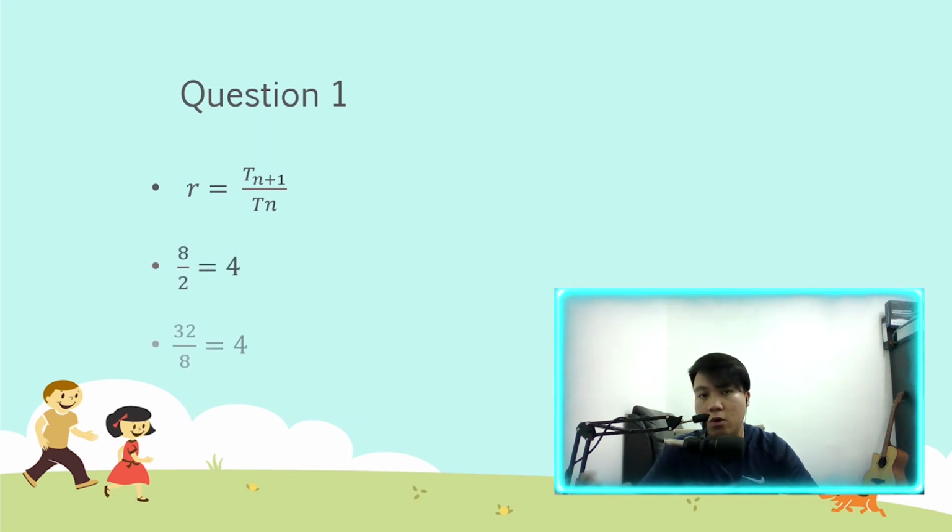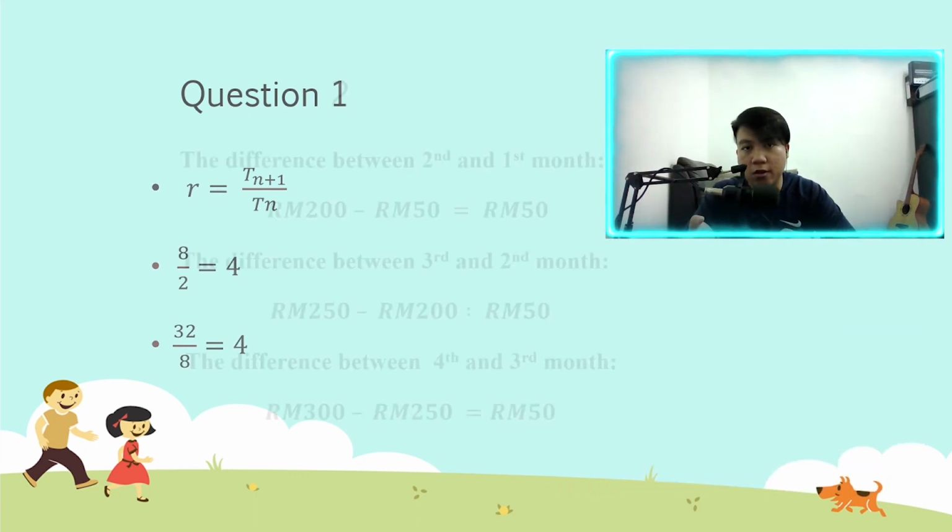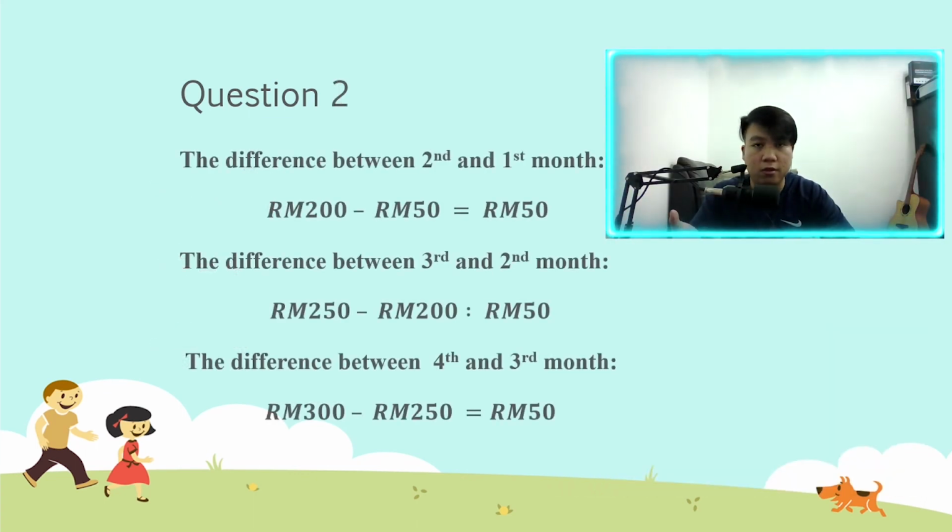Hence, it is proven that question 1 is based on a geometric series because the common difference between the generations is different. For question 2, we have to find the common difference. To find the common difference, we simply subtract each term for each month, and the answer will be 50 ringgit. Hence, it is proven that question 2 is based on an arithmetic progression because the common ratio for each term or month is not the same.